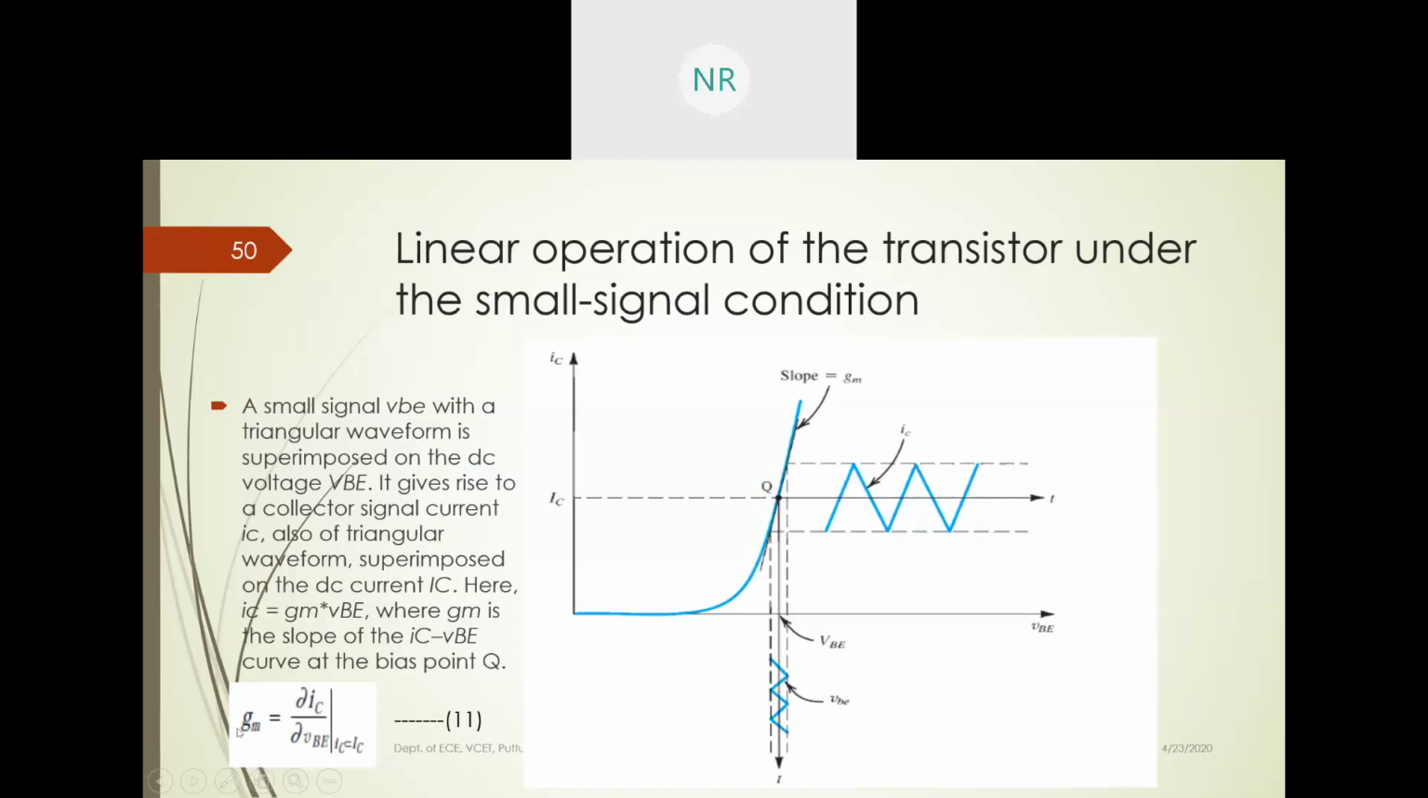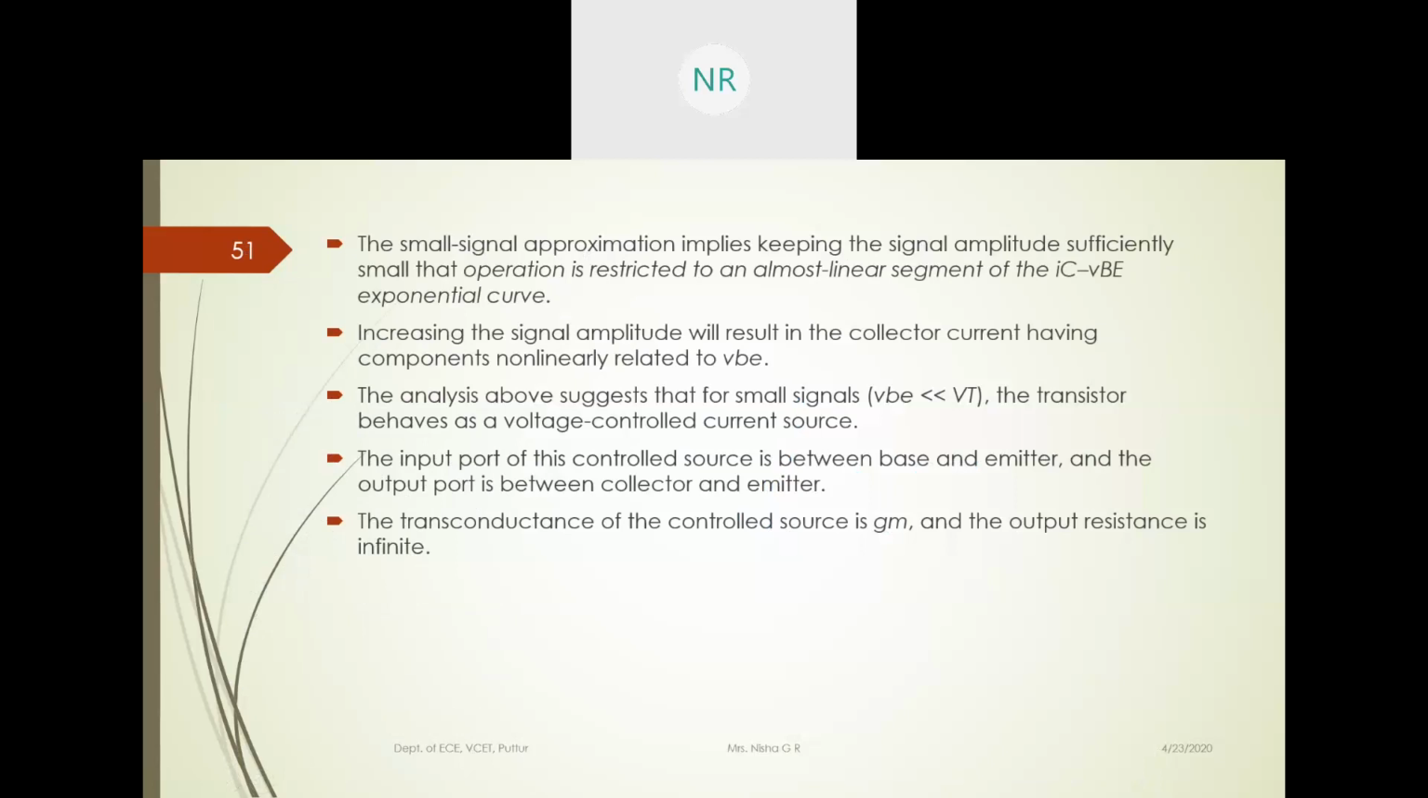So finally, I can say the transconductance is nothing but the small change in IC by the small change in VBE at IC equal to IC. In the sense, when your AC current is equal to the DC current, that is at the Q point, I can write this as small change in IC by small change in VBE. This is what is given here, with the explanation also.